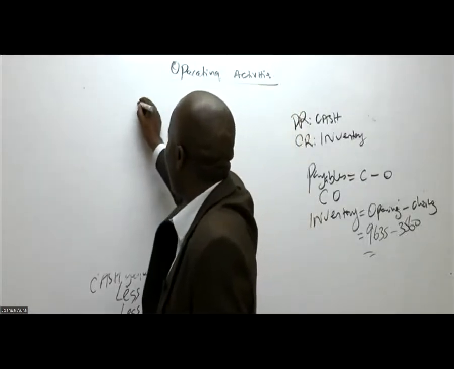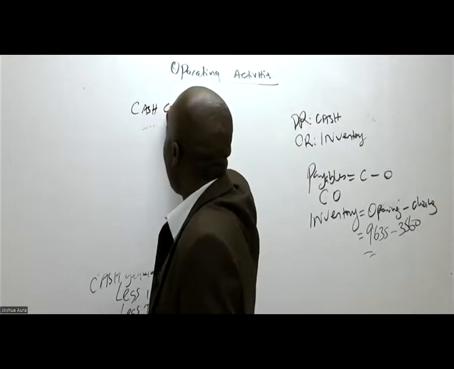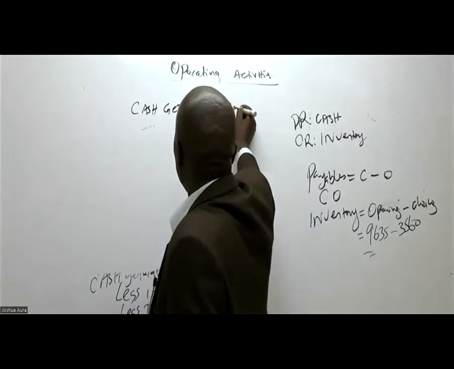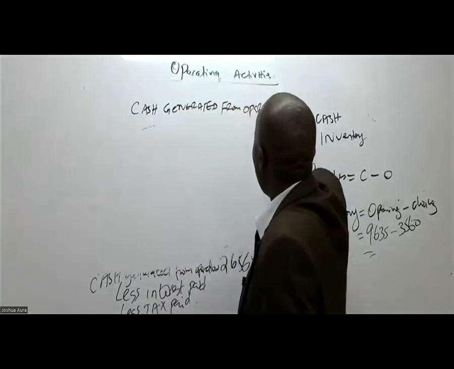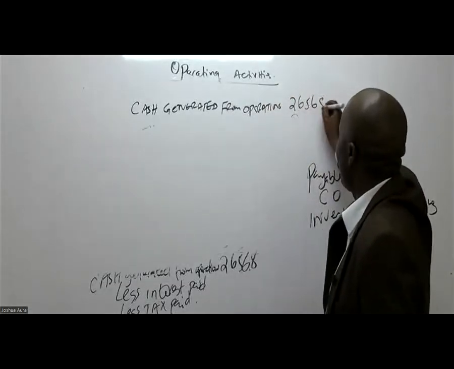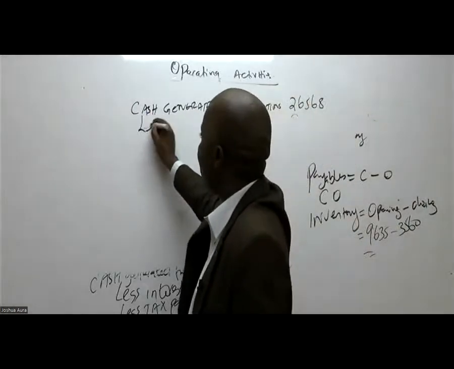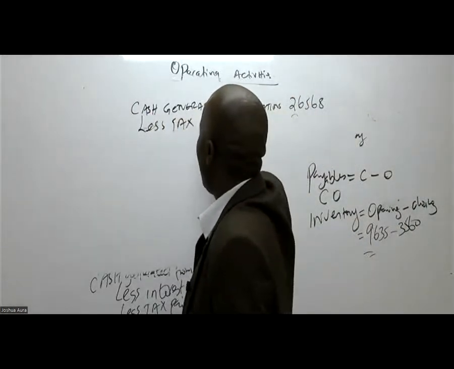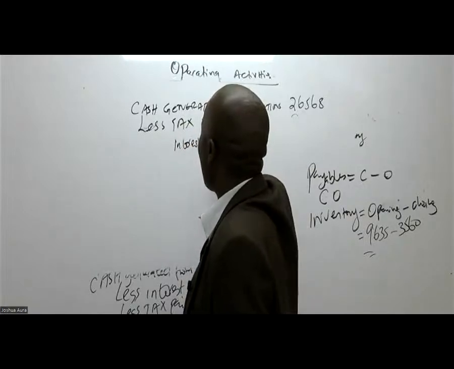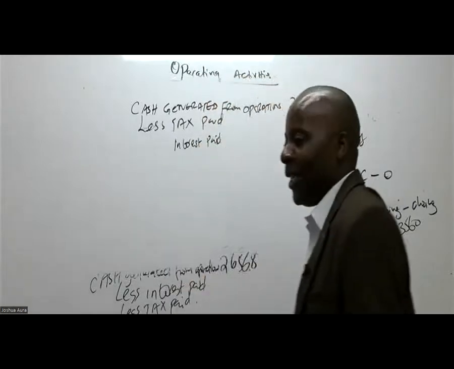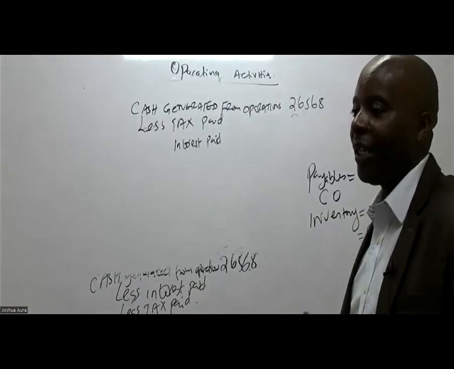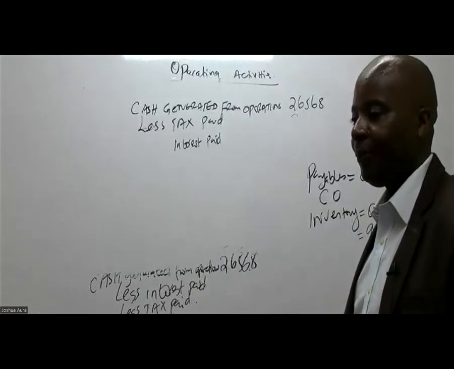So we have here cash generated from operations, 26,568, and then we are required here to deduct. We start with tax paid, and then interest paid. If you wish, you can also pay dividends out of here, but nowadays dividends, according to IAS 7, should go under investing activities and financing activities.